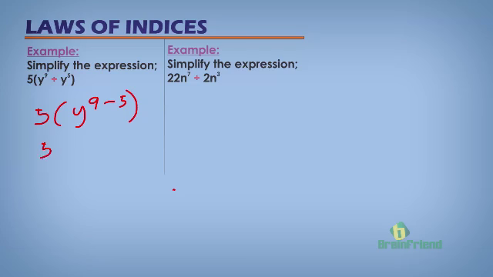That again would be y raised to power 4. Now we can multiply our 5 with whatever is in the bracket. And that gives us 5y raised to power 4. That's our answer.